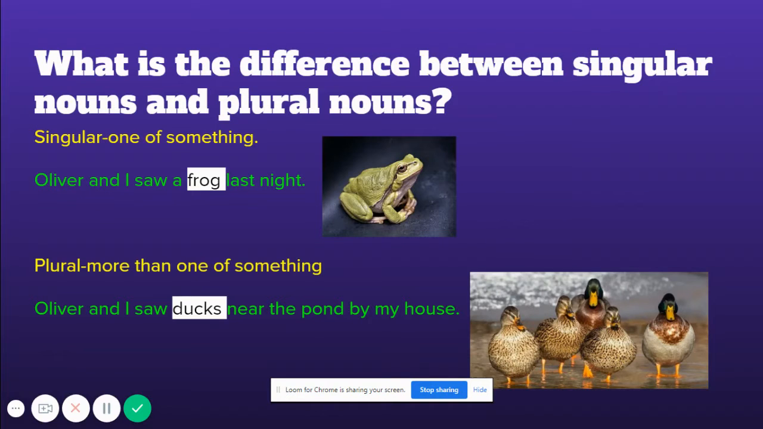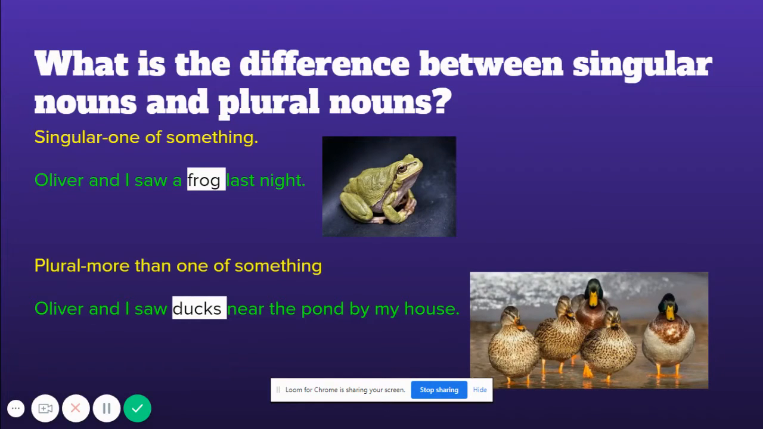Okay. The second thing that we need to know, once we know what a noun is, it's a what? Person, place, thing, or idea, is the difference between a singular noun and a plural noun. Singular means one of something. If you only have one of something, it is singular. So Oliver and I saw a frog last night. How many frogs did we see? We saw just one frog.